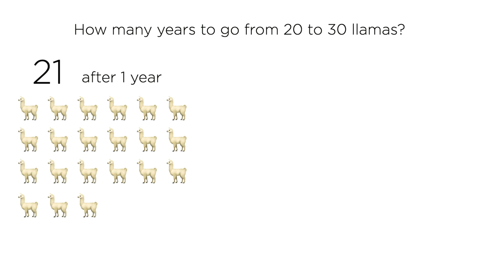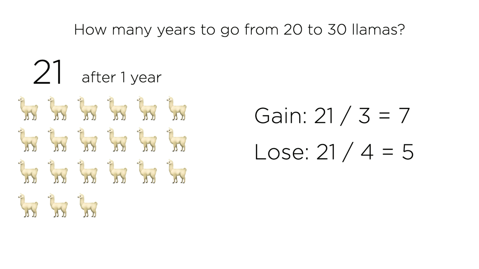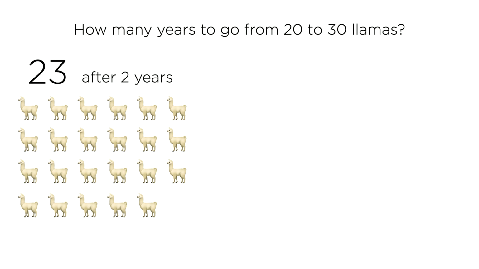We can then repeat the process and consider what might happen in the next year. In the next year, we would gain 21 divided by 3, or 7 llamas, and we would lose 21 divided by 4, truncating whatever's after the decimal, losing 5 llamas, meaning we have a net change of 2 llamas, which means that after 2 years, we now have 23 llamas.